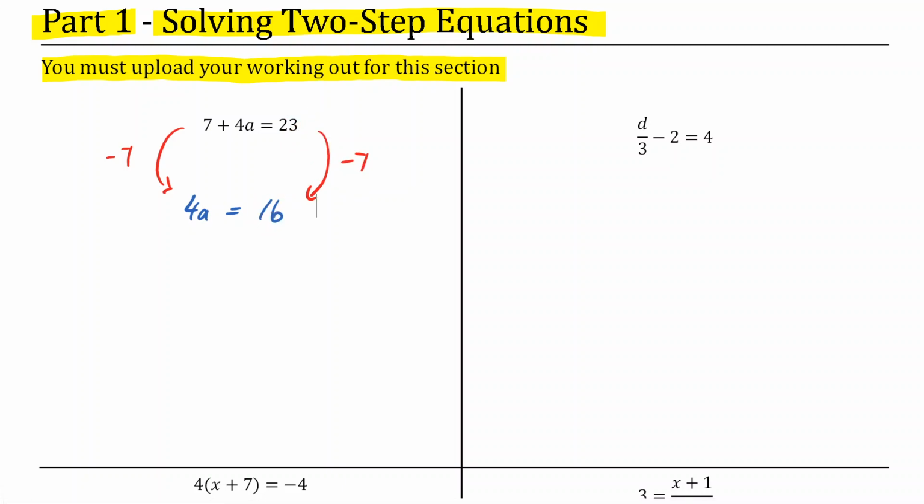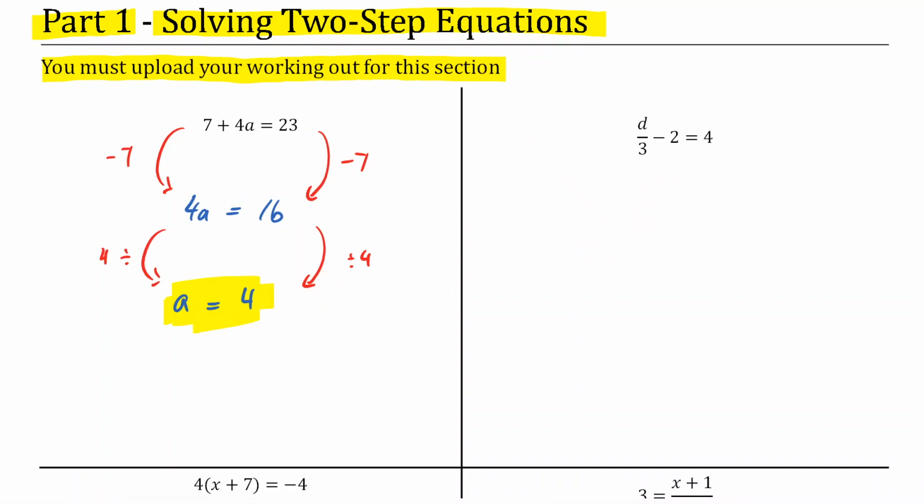And then the next thing that you're going to do is you're going to get rid of this times 4 by dividing by 4 on each side. So let's now do that. I'm now going to be left with a here, and then 16 divided by 4 is 4, because 4 times 4 is 16. So that is my first answer. Hopefully you got it correct. It's now time to pause the video and try the next one for yourself.